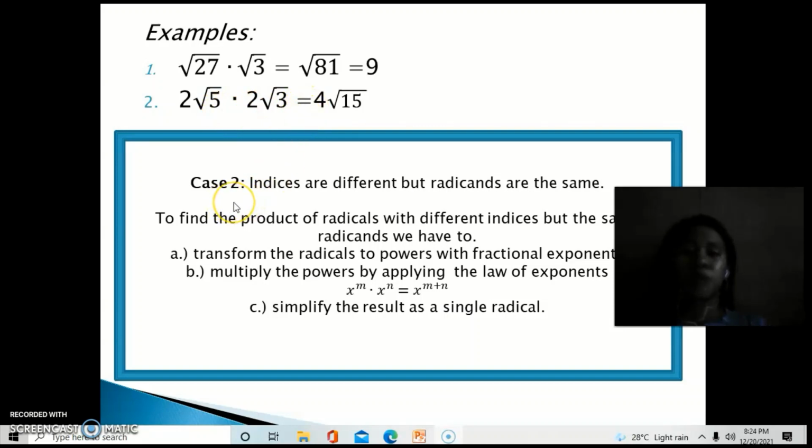So we have case number 2. Indices are different, but the radicands are the same. So our index here is different, but our radicands, or what is inside the radical symbol, are the same. To find the product of radicals with different indices and the same radicands, we have two steps.